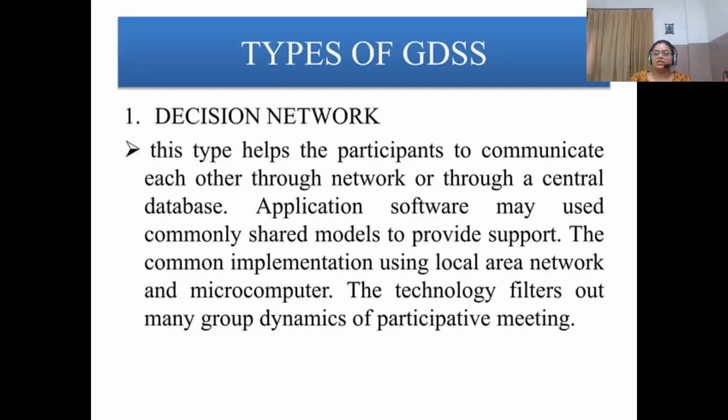अब टाइप्स ऑफ GDSS की बात करते हैं. सबसे पहला है डिसीजन नेटवर्क. This type helps the participants to communicate with each other through a network or through a central database. Application software may use commonly shared models to provide support. The common implementation uses local area networks and microcomputers. The technology filters out many group dynamics of participative meetings.